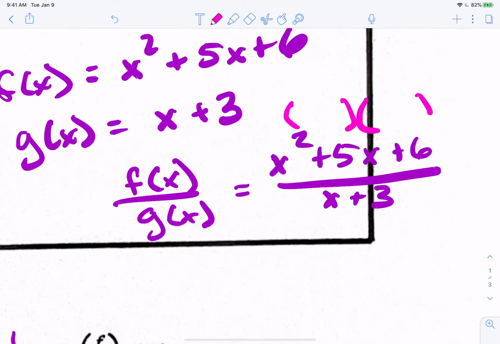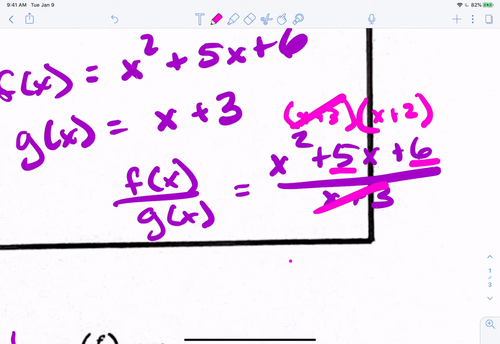The top is a simple trinomial. What can you multiply to get 6, but when you add them, give you 5? Multiply to get 6, add to get 5. Yes, 3 and 2. So it's x plus 3 times x plus 2. That's what it would look like. And now you can cancel out the x plus 3's, so x plus 2 is the answer.